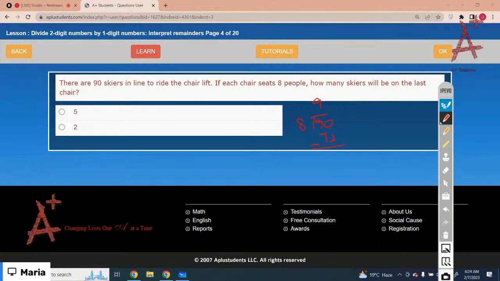8 times 1 is 8. Sorry, I have to divide 90 by 8. 8 times 1 is 8. 9 take away 8 is 1. Bring 0 down. 8 times 1 is 8, and here you have 2. Got it? That means it is 2. The correct option is 2. On the last chair, you have just 2 people. Got it? So the correct option is 2.